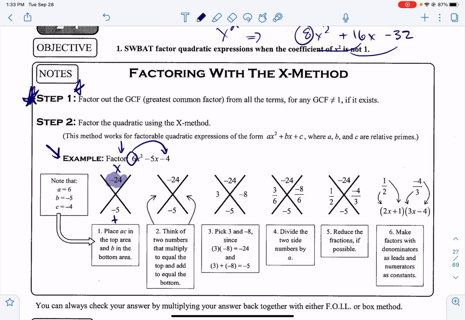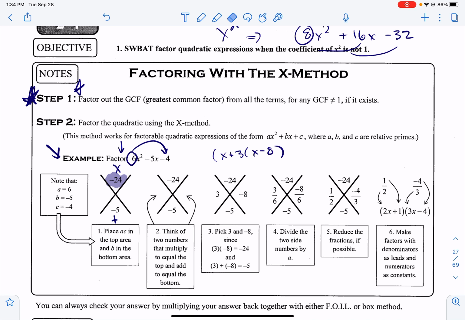So I can start making my list. I can use my calculator. I can do whatever I need to do to figure out what those two numbers are. Well, those two numbers happen to be, if I skip over here, 3 and negative 8, right? 3 times negative 8 is negative 24. 3 plus negative 8 is negative 5. Now, here's where it changes, because before you would have just written x plus 3 and x minus 8. That's how we would have done this in the past.